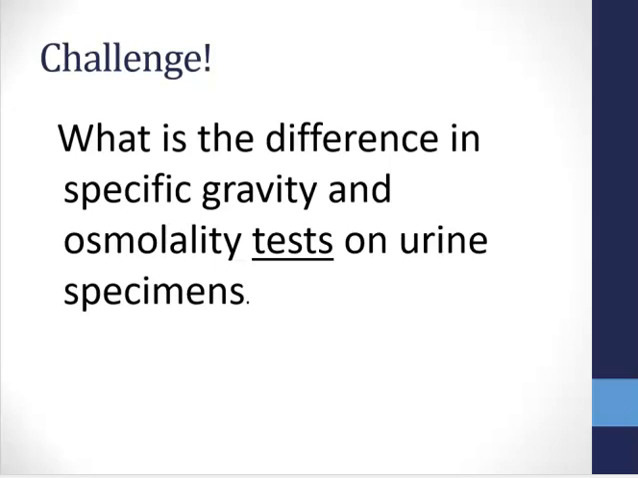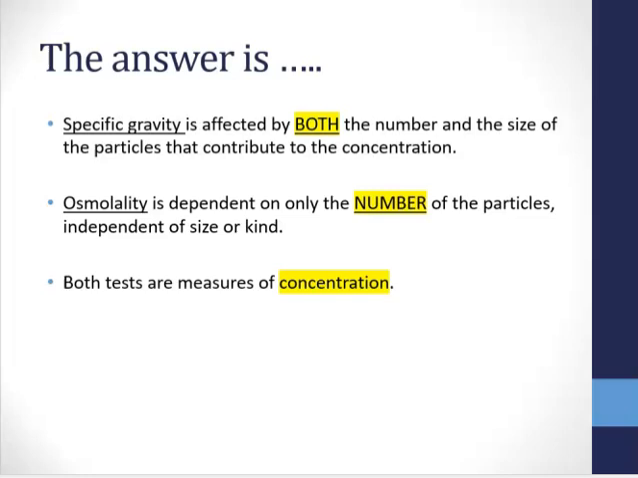So we have a challenge here. We need to think of the difference between specific gravity, like we talked about in urines, and osmolality tests on urine specimens. So what would be the difference? Think about it real quick before we go on and get the answer on the next slide. The answer is that the specific gravity is affected by both the number and the size of the particles that contribute to the concentration, whereas the osmolality is dependent on only the number of the particles, independent of the size or the kind. But both tests are measurements of concentration.